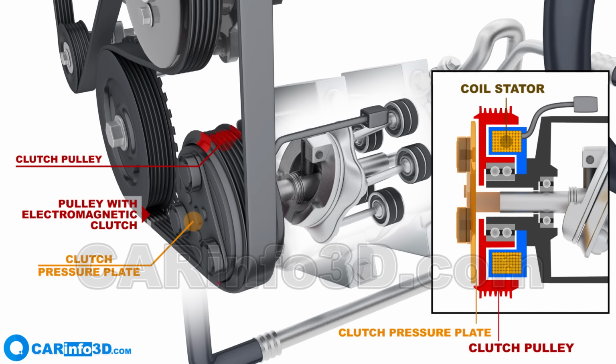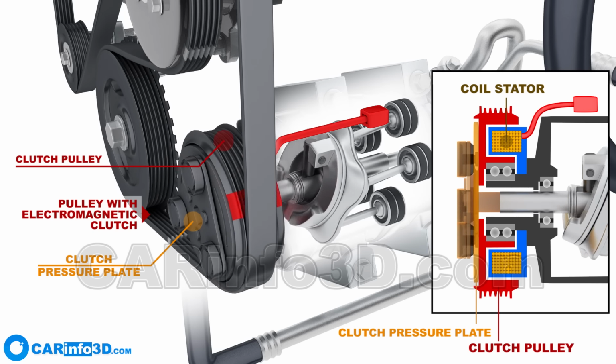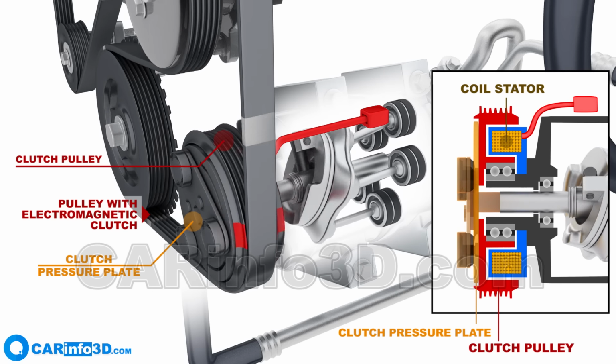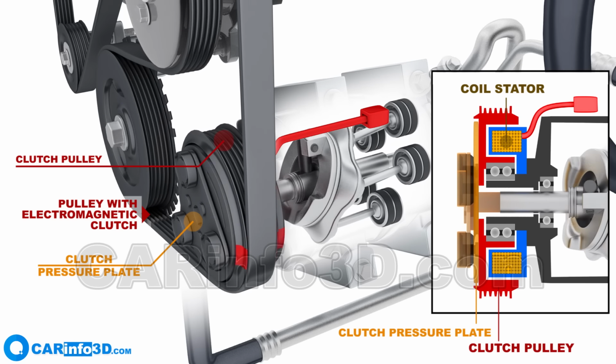Let's turn on the air conditioner. The electric current flows into the coil stator located behind the pulley. The generated magnetic field attracts the pressure plate to the pulley, connecting them. The compressor starts.